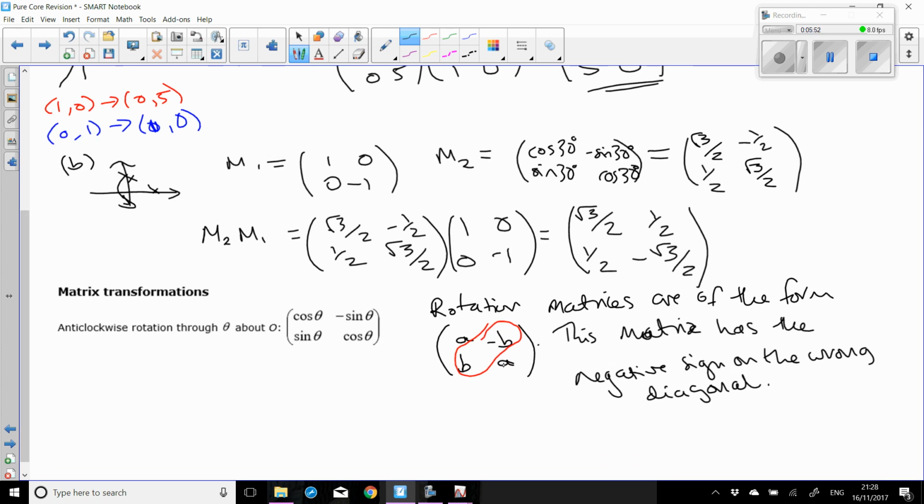Bear in mind that you could have, for example, it doesn't have to be in the top right. You could actually have your negative sign in there. The important thing is the two numbers on this diagonal here have opposite signs, not what we've got here.